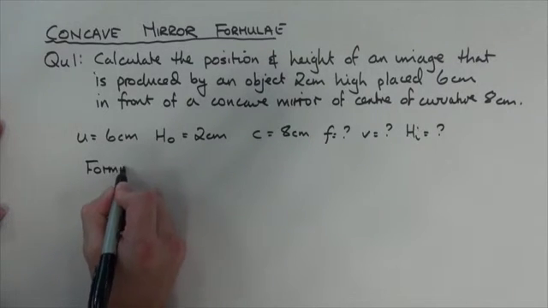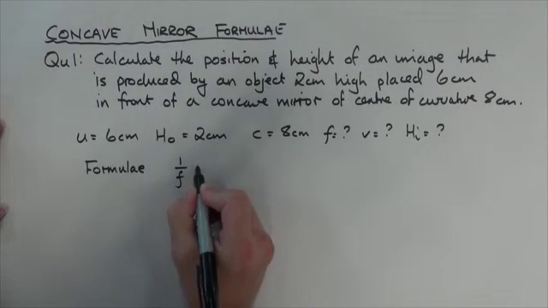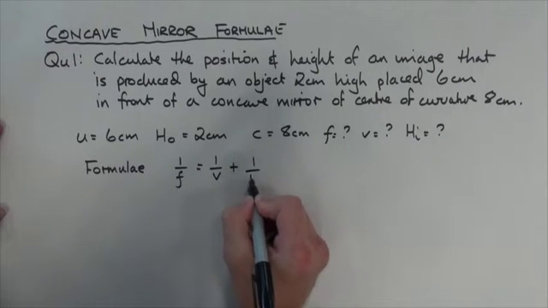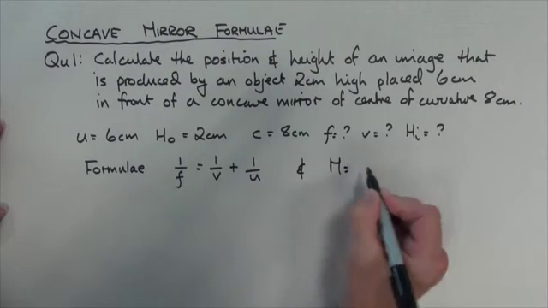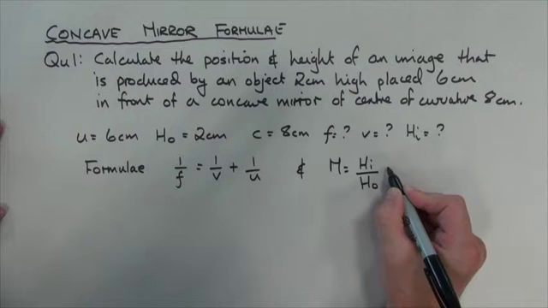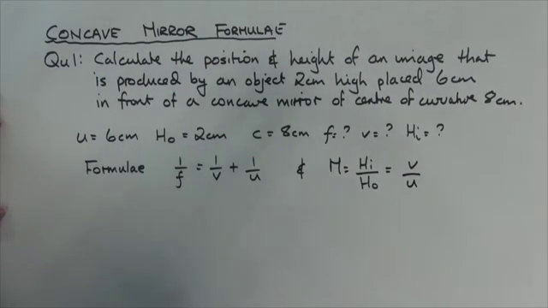To start off with, we can put down our formulas to see what we're going to be using. Our first formula is our mirror formula, which is 1 over f equals 1 over v plus 1 over u, plus also our magnification factor or ratio equation, m equals hi over ho, which also equals v over u.